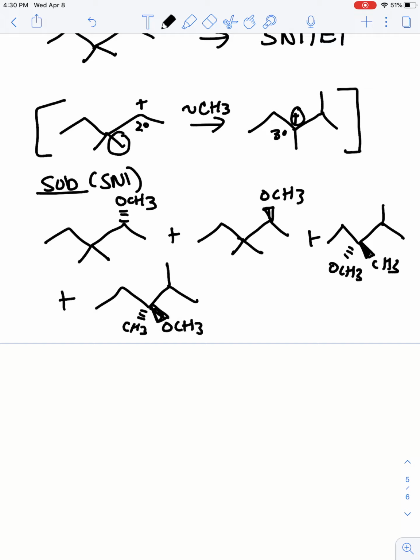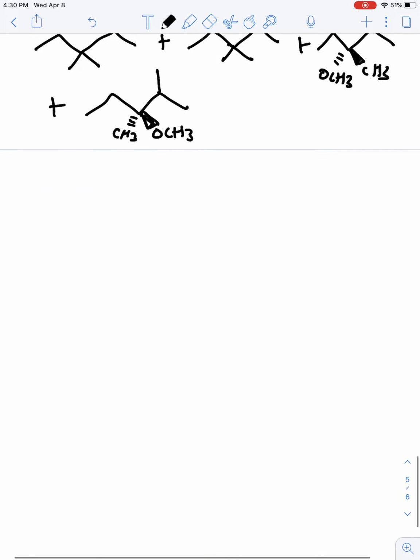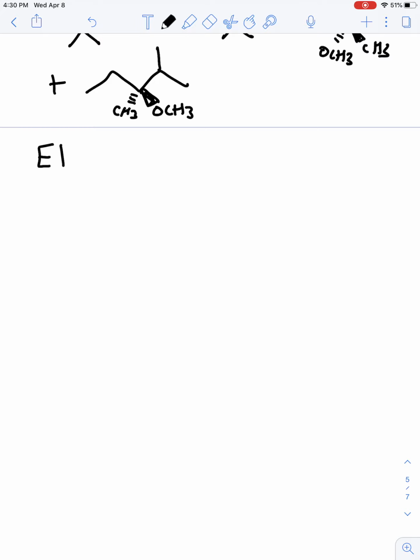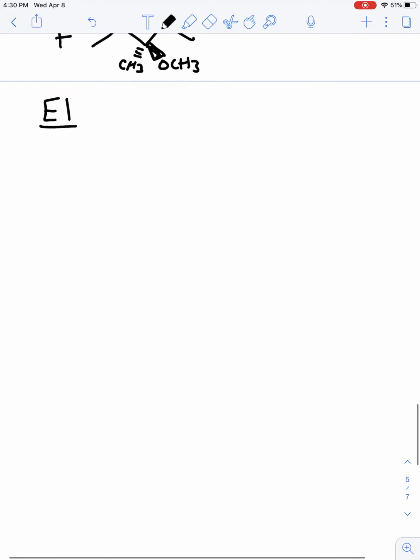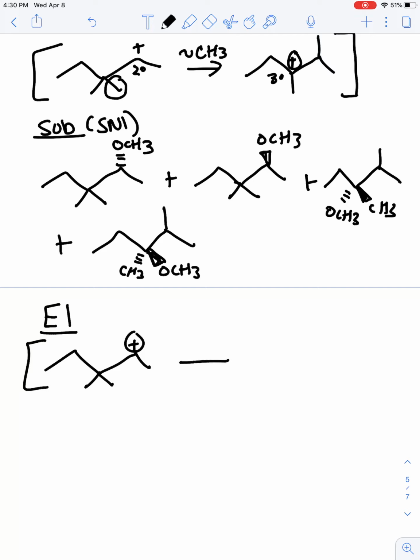So again, we have to show all stereochemistry, so we have to show retention and inversion products for SN1 if that carbon is a stereocenter, which in this case it is. So those are all of our SN1 products. So now let's think about our elimination products, so our E1 products. So again, I'll draw that. I'll draw this down here for you guys so it's a little bit easier to follow. So again, we have that alkyl shift.